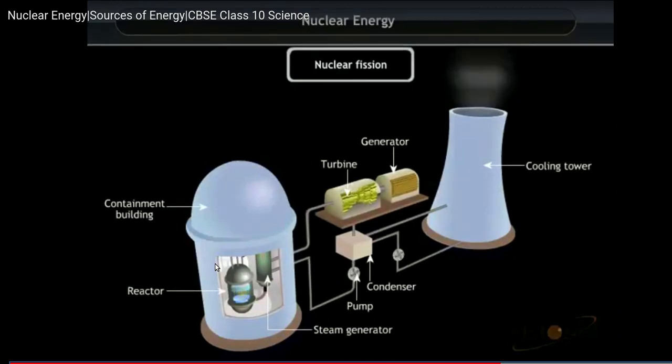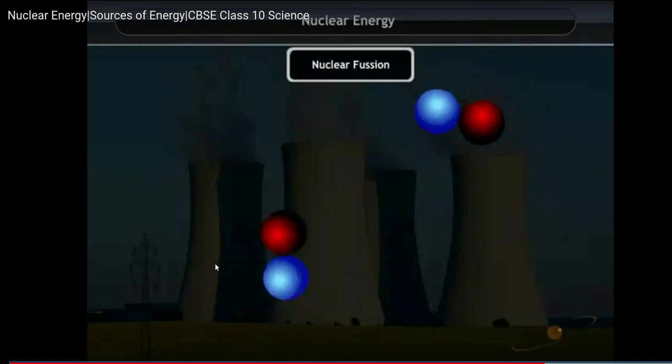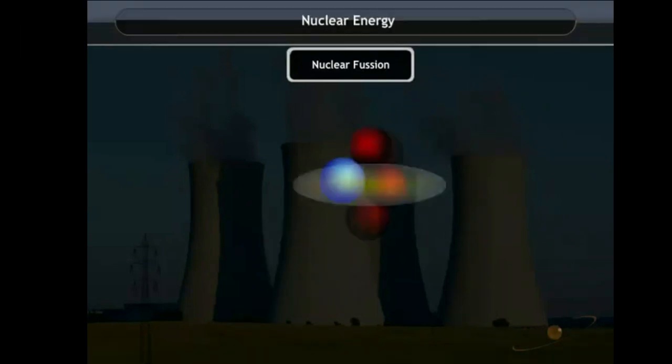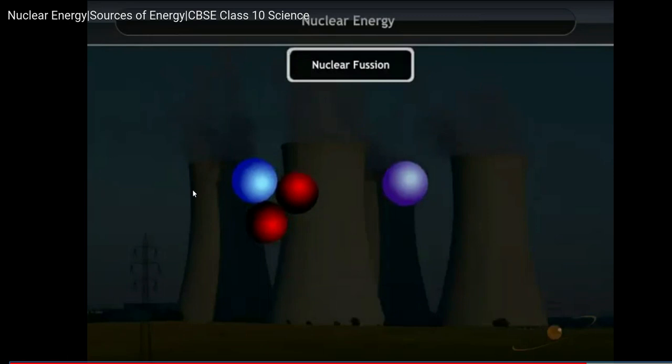So the next thing is nuclear fusion. Now, what is nuclear fusion? Nuclear fusion is when two nuclei come and combine together to form one nucleus. As you can see, two of these are rotating. They have come and combined, and they have created one nucleus. This is basically what nuclear fusion is.